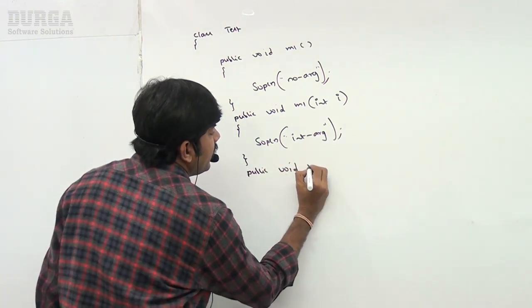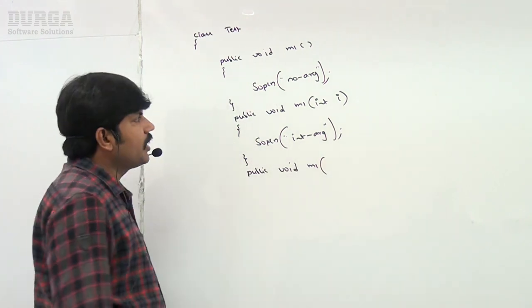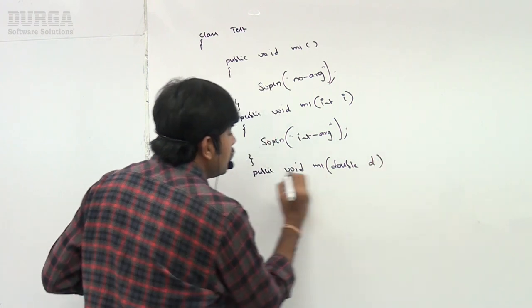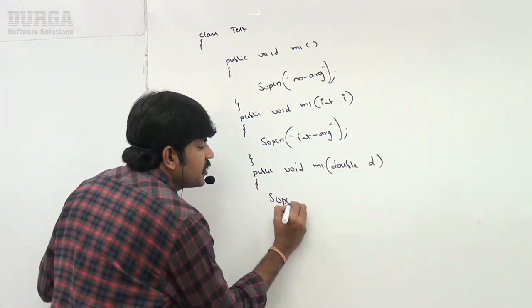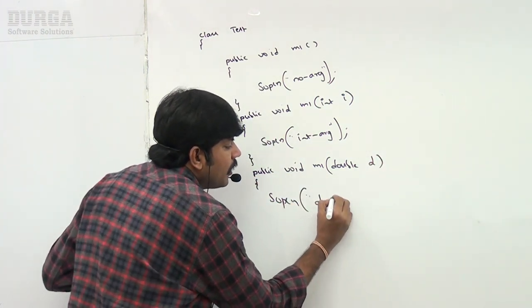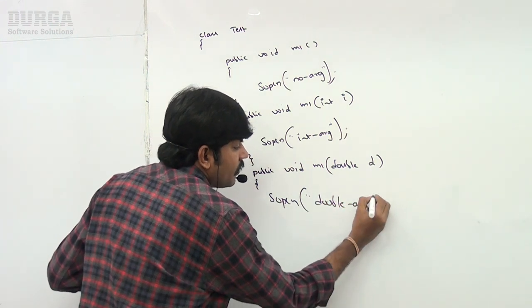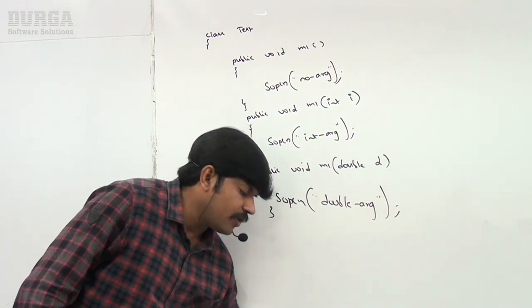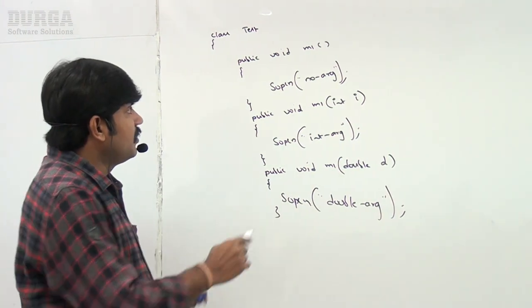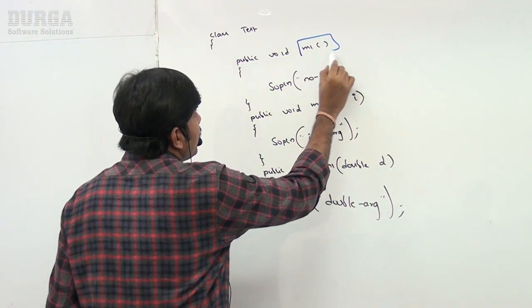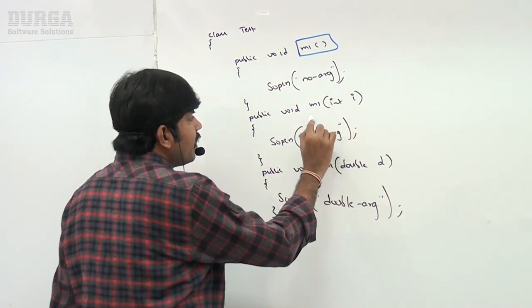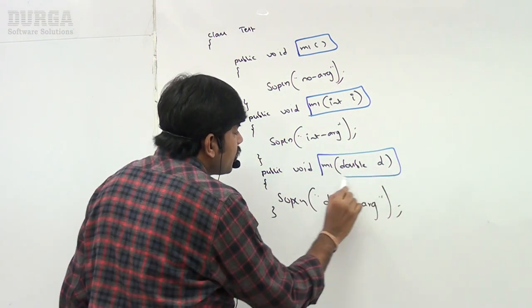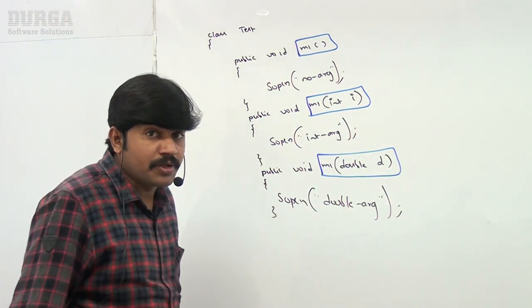Sir, now public void m1(double d), System.out.println, double-arg method. Are you getting it? Double-arg method, like this, right? Can you please confirm how many methods are available? Sir, m1 without any argument, m1 with the int type of argument, m1 with the double type of argument. In total, how many methods are there?